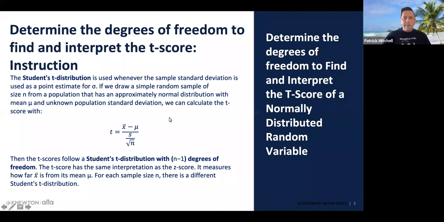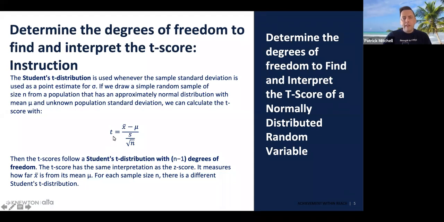All right, so this is pretty similar. The student's t-distribution is used whenever the sample standard deviation is used as a point estimate for sigma, which is the population standard deviation. If we draw a simple random sample of size n from a population that has an approximately normal distribution with mean mu and unknown population standard deviation, we can calculate the t-score using this formula.